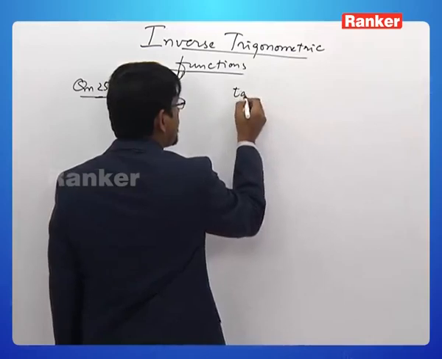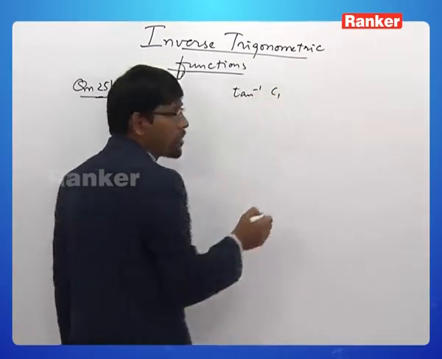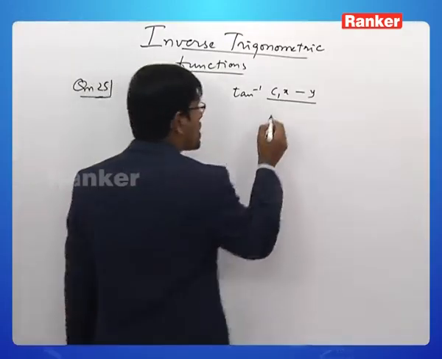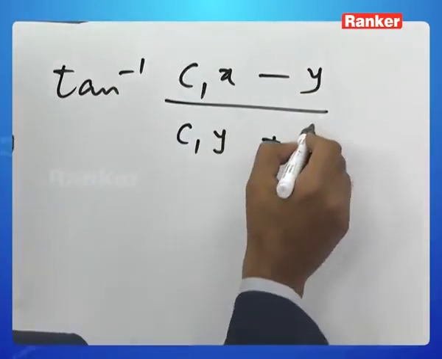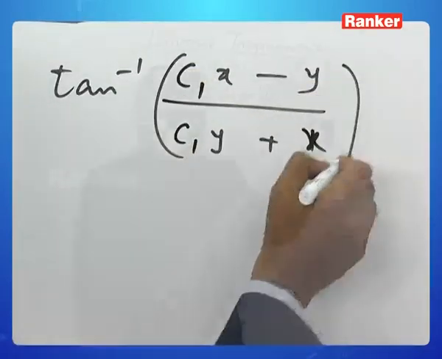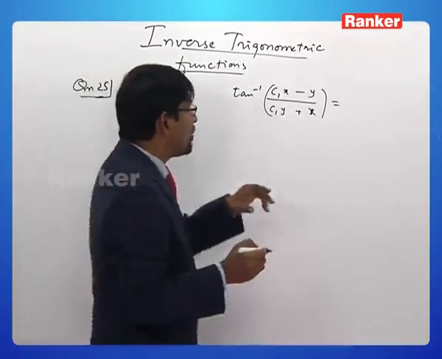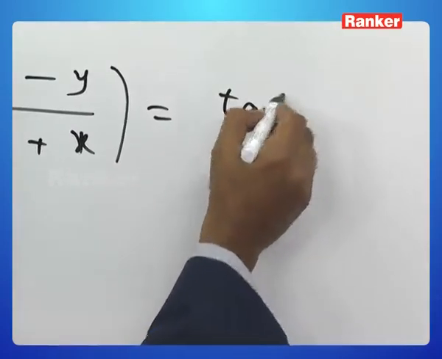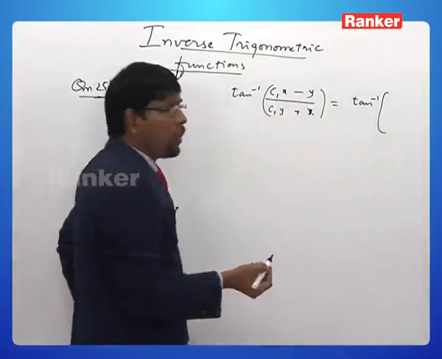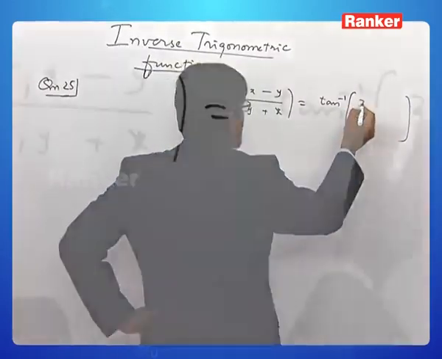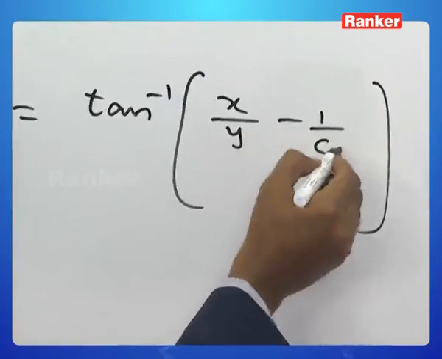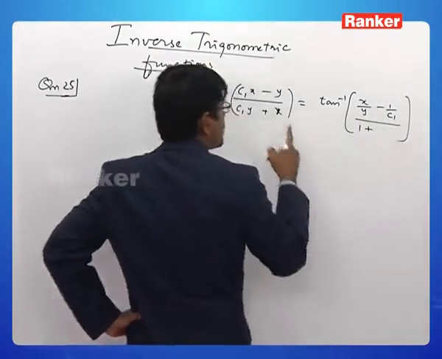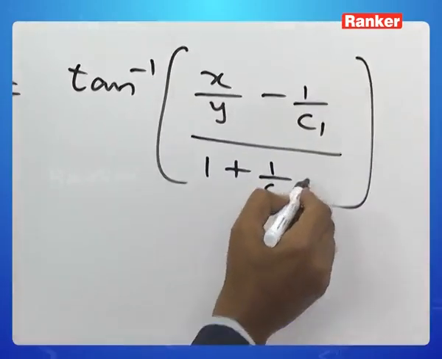Let's consider tan inverse of (C1x minus y) by (C1y plus x). Let me consider this first term. Let's divide throughout by C1y, that is inside the bracket. I'll divide by C1y. What do I get? I'll then get (x by y minus 1 by C1) divided by (1 plus 1 by C1 into x by y).